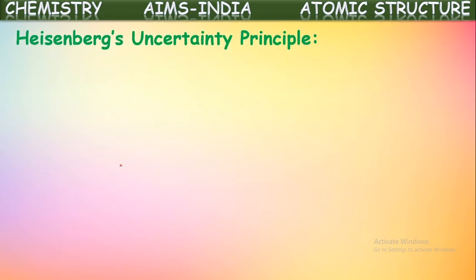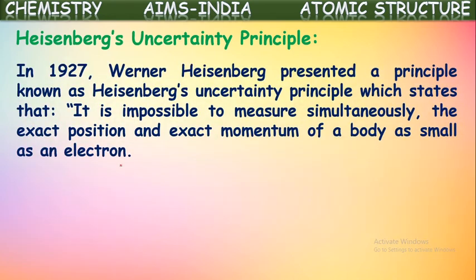Okay, next, one more concept, Heisenberg's uncertainty principle. In 1924, Werner Heisenberg presented a principle known as Heisenberg's uncertainty principle, which states that it is impossible to measure simultaneously the exact position and exact momentum of a body as small as an electron.